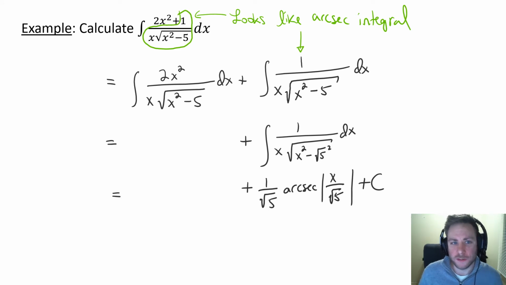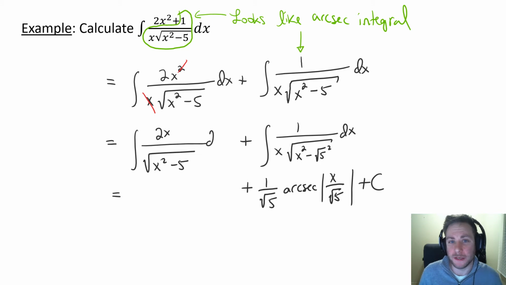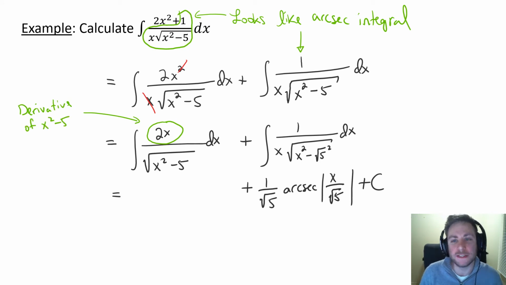But what about the first term? First, notice a simplification could be made by canceling x from the top and bottom. But what could we do next? Pause and think about it if necessary. The key here is to recognize that the numerator is the derivative of what we see under the square root. And a situation like this should make for a nice substitution.